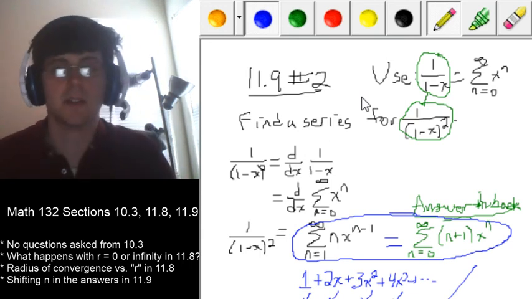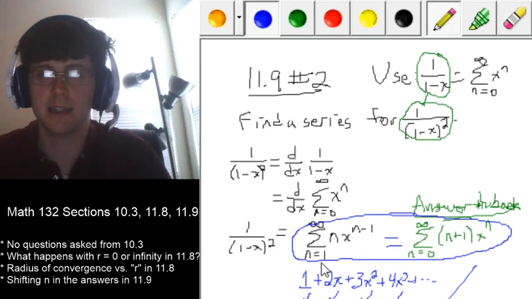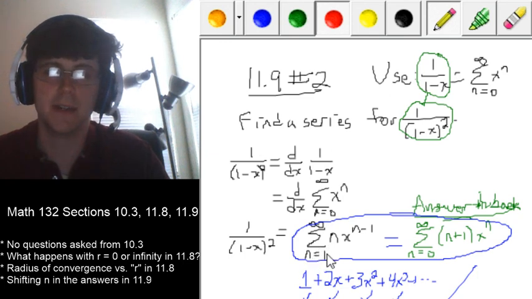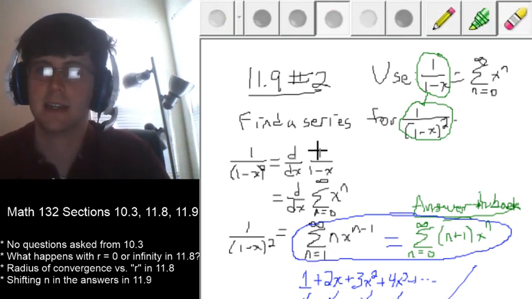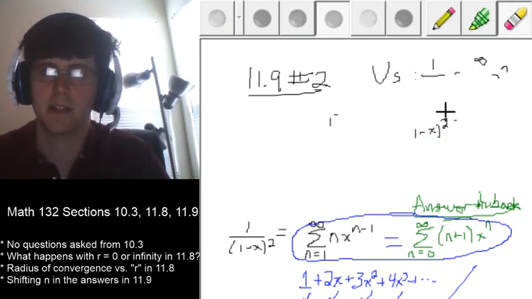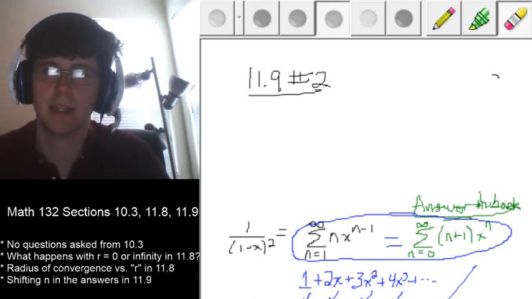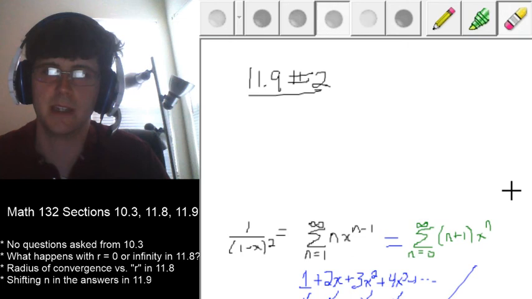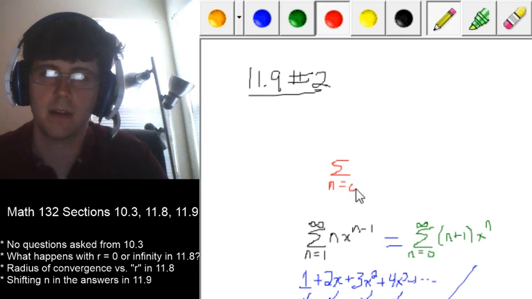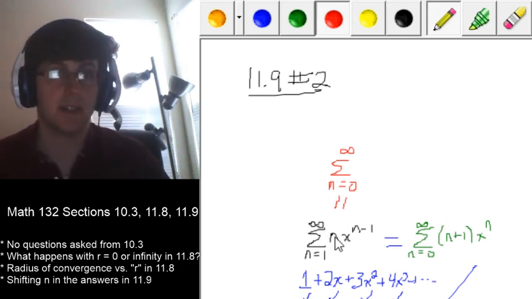If you want to make your answer look like the answer in the back, you can kind of see what happened here. If you want to take your answer and shift it down, let's see if I can set this up. You aren't required to do this, by the way, but if you want to turn your answer into the answer in the back, you start with your answer. You say, oh, it starts at n equals 1, that's terrible. So instead, I'm going to start at n equals 0. Because I know the answers in the back are obsessed with starting at n equals 0.